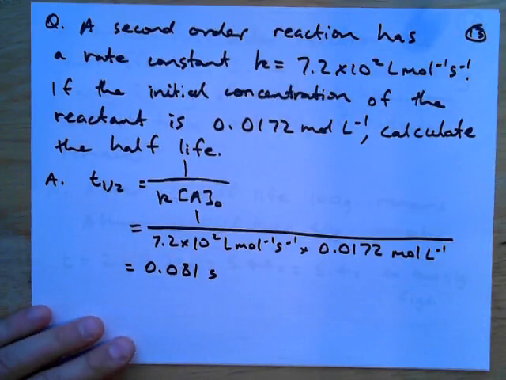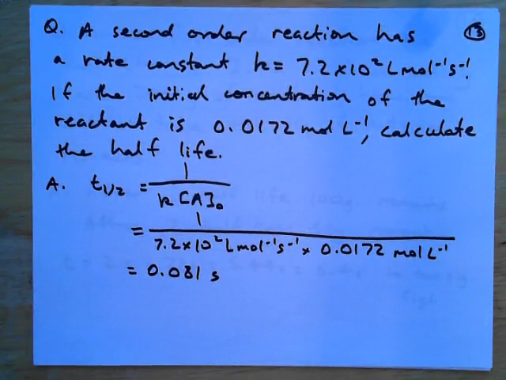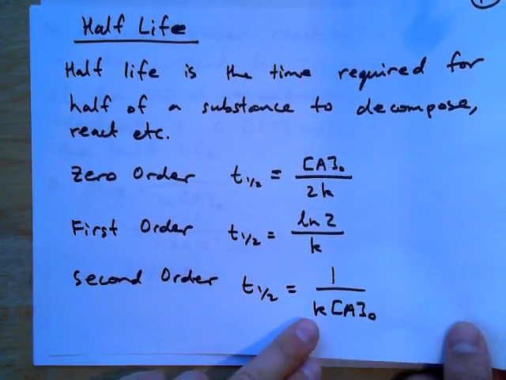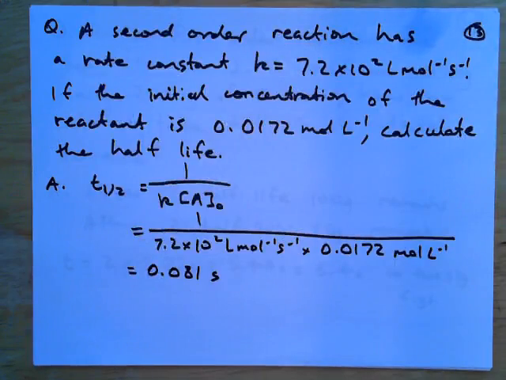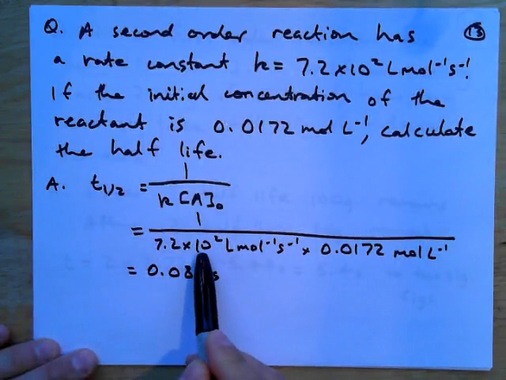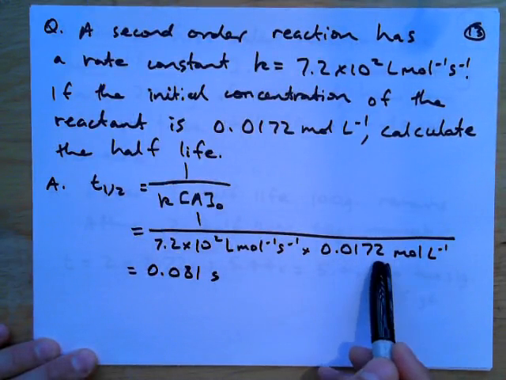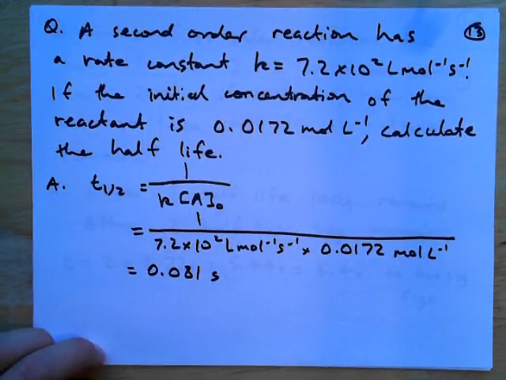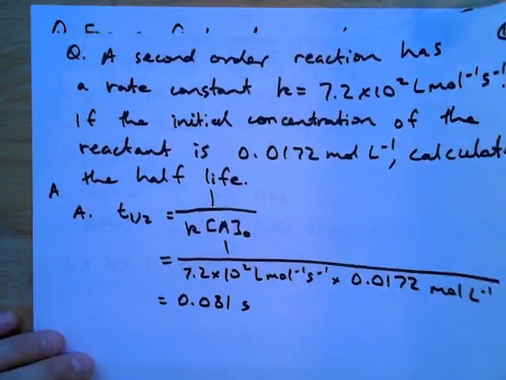Okay, so just using those equations, a second order reaction has a rate constant of k equals 7.2 by 10 to the 2 liters per mole per second. If the initial concentration of the reactant is 0.0172 mole per liter, calculate the half-life. So you just put it into your equation for the second order. You have 1 divided by your rate constant and your concentration, and you get this time, 0.081 seconds. Perhaps try and repeat this calculation in your calculator and make sure you achieve the same answer.